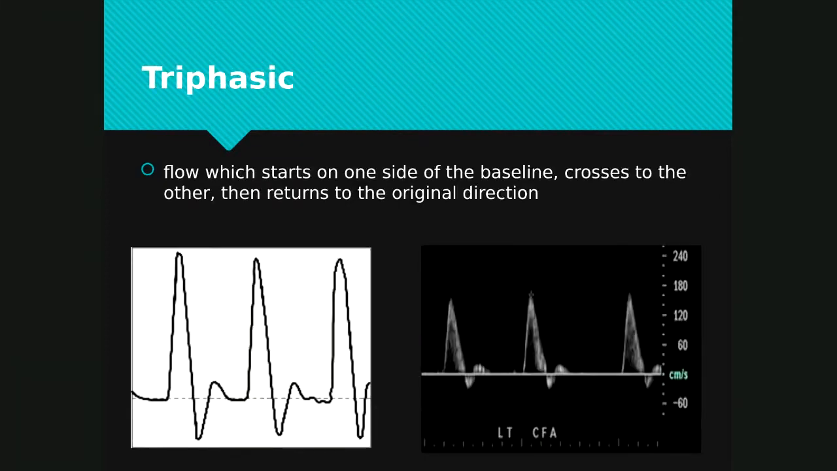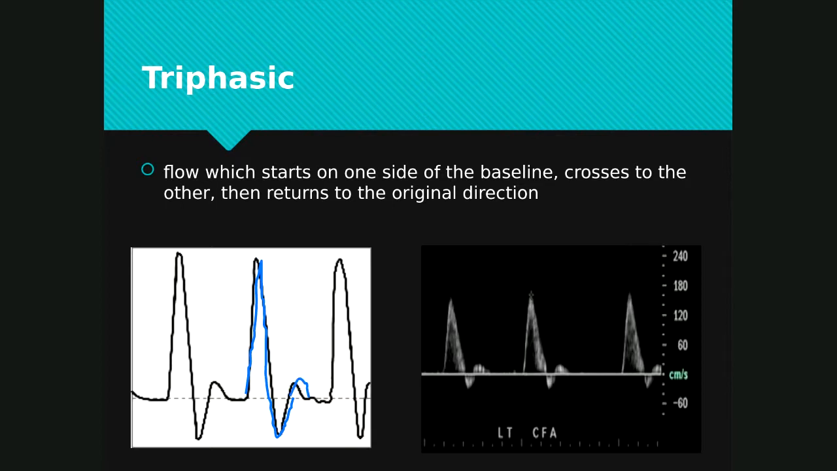Our extremity vessels tend to have triphasic flow. Triphasic is flow that starts on one side of the baseline, it crosses then and reverses, and then returns to the original direction. So extremities like our upper arms and our lower legs, the arteries there would have a rapid acceleration, a sharp peak, rapid deceleration, a bit of reversal because the arterioles are pinched off or closed unless we're actually exercising. And then this little third component of forward flow comes from good compliant vessel walls.